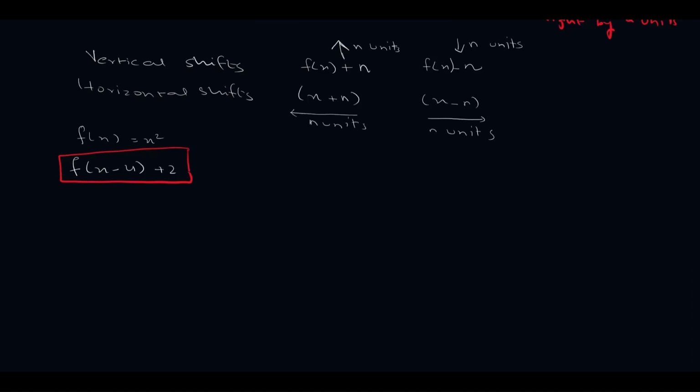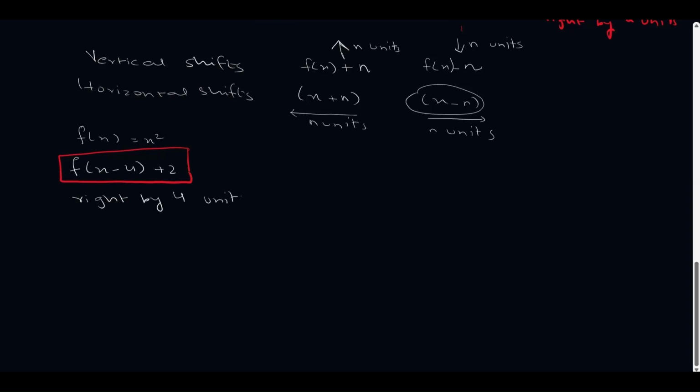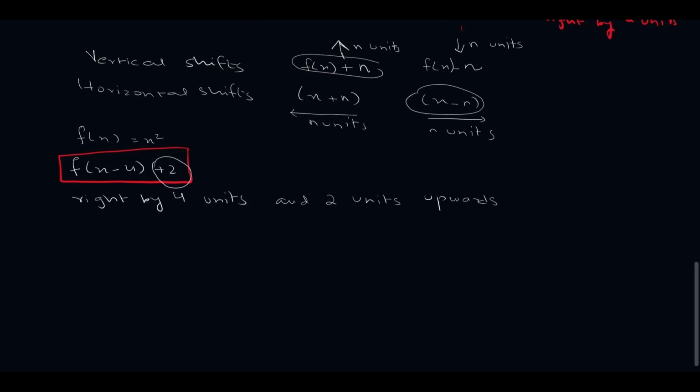So we know that when you subtract anything from the input, it actually shifts the graph to the right by those many units. So the graph would shift right by 4 units. And as we are adding something to the complete output, the graph shifts upwards by those units, so it would shift 2 units upwards. Now that we know that, we can easily plot the graph, and we understood shifting, which was vertical and horizontal shifting.